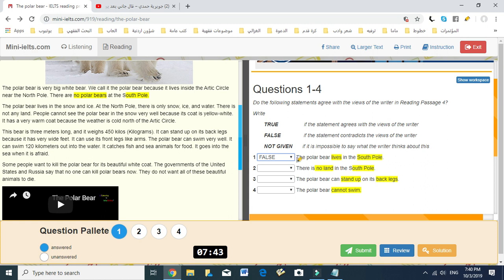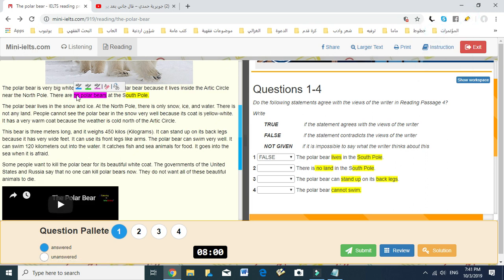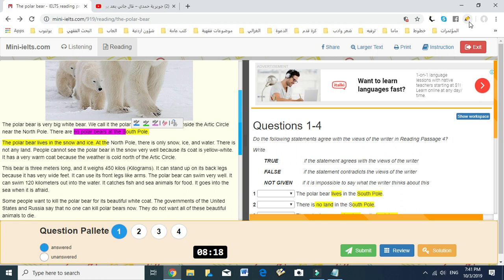How would the answer be true? The answer would be true if he said there are, without the no. If we omit the word no, and he said there are polar bears at the South Pole, the answer would be true.